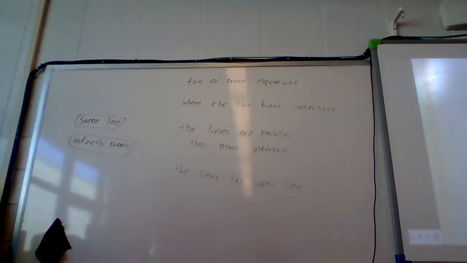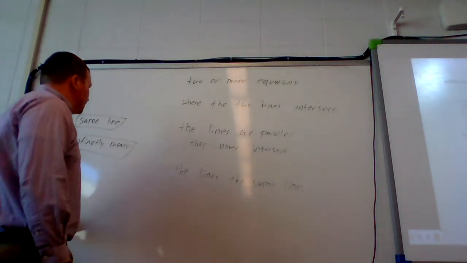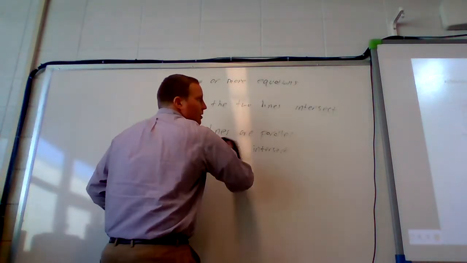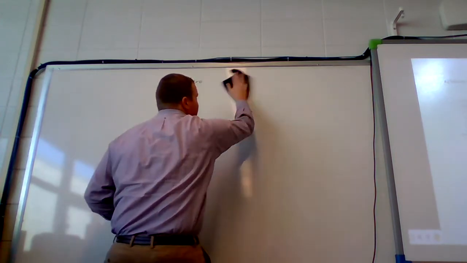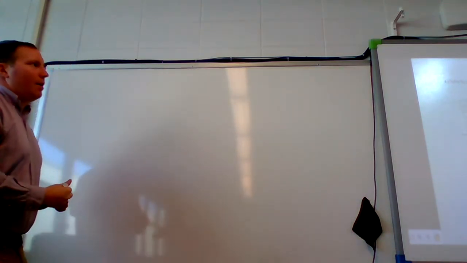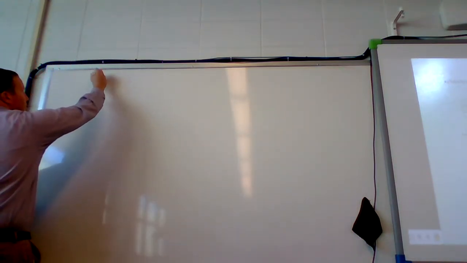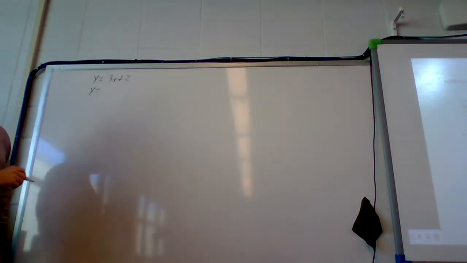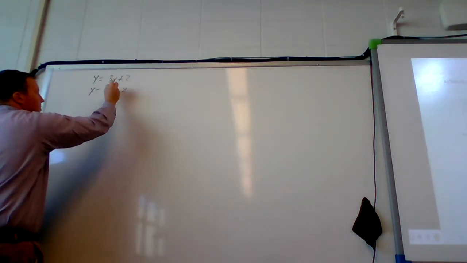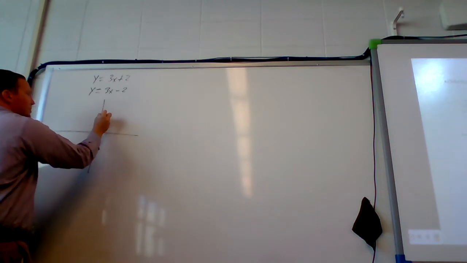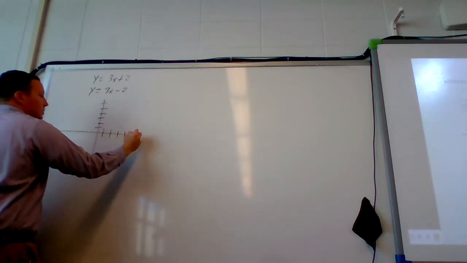So let's look at a few examples by graphing. Our first example says solve by graphing. We've got a system of equations: y equals 3x plus 2, and y equals 3x minus 2. So off the notes that we just took, without even having to graph this, what do we know about these two lines?